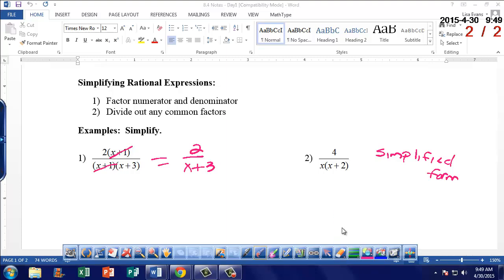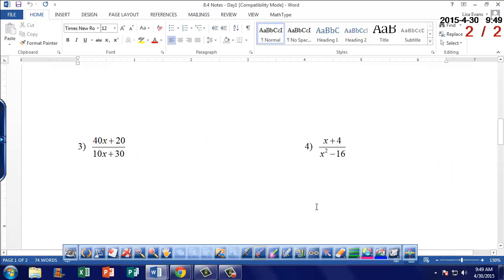Okay, let's go ahead, move on to the next two problems. I started with simple type factoring, and then we'll get a little bit more complicated. But the factoring is what we have been doing all year long. So number 3, look at the numerator. I only have 2 terms. They're not a difference of squares, so I'm just going to take out a GCF. I can take a 20 out of the numerator. When I do that, I'm left with 2x plus 1.